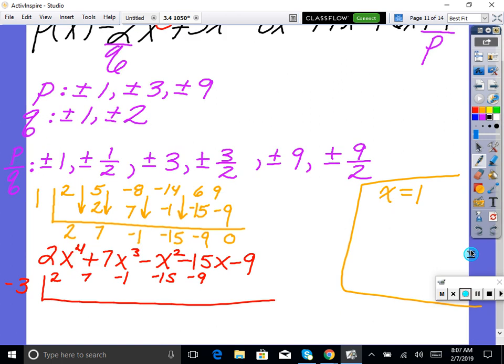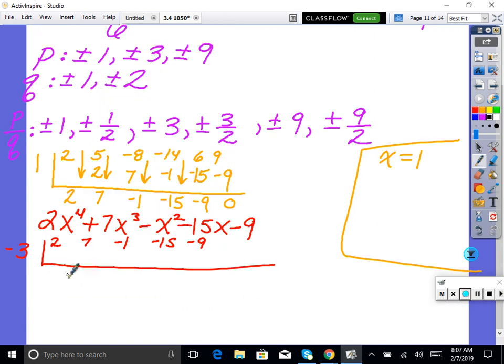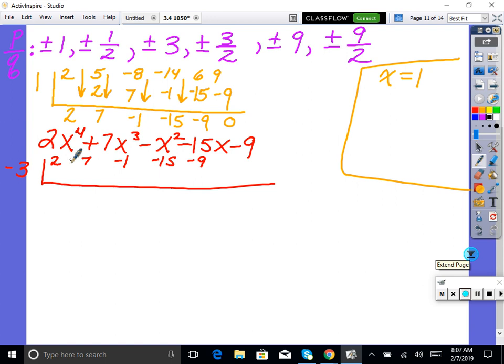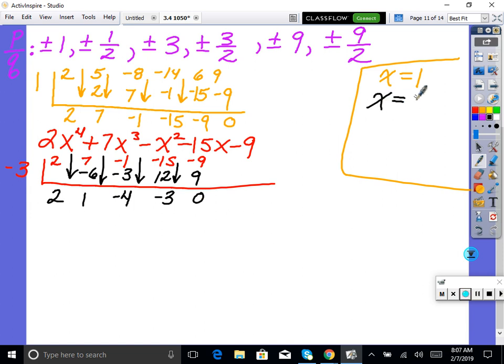So now from here, I'm going to add straight down, multiply up. Add straight down, multiply up. Boom. So negative 3 works. So going to my list here, x equals negative 3.